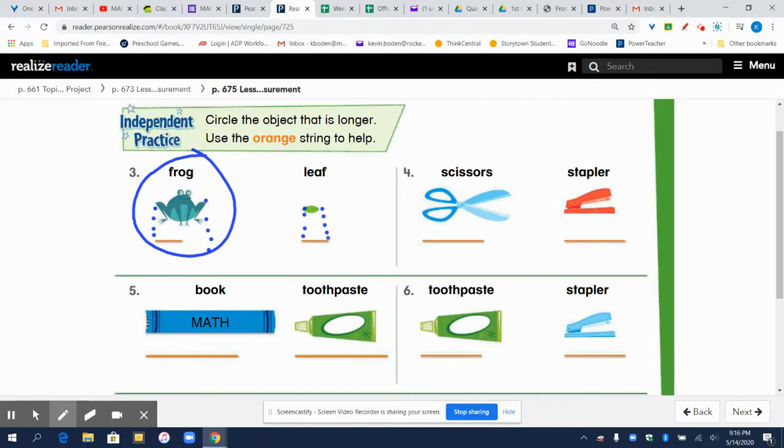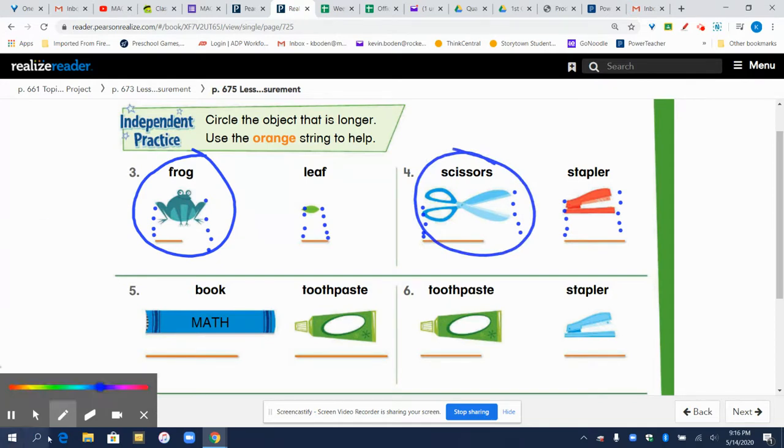All right, next one, scissors or stapler. Which one is longer than that string? Now think about it. Start making these little invisible lines at the start of the string and at the end of the object. The start of the stapler and the end of the stapler. Which one is longer than that? You just shouted it out before me. The scissors. Good job. How about you try number 5 and 6 by yourself, and I'll see you on number 7, okay?